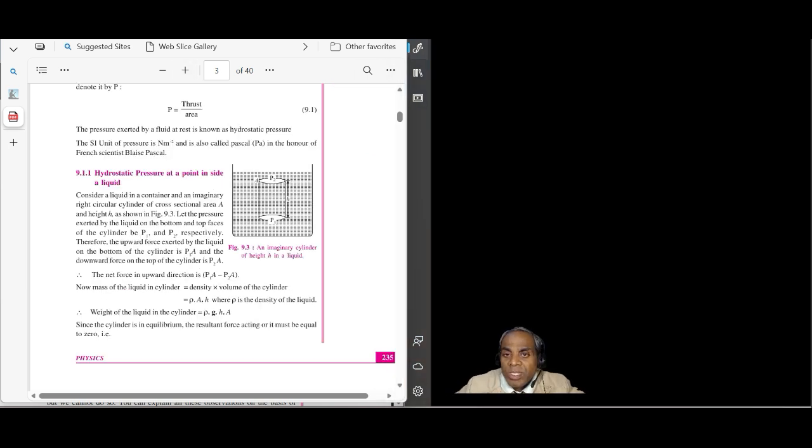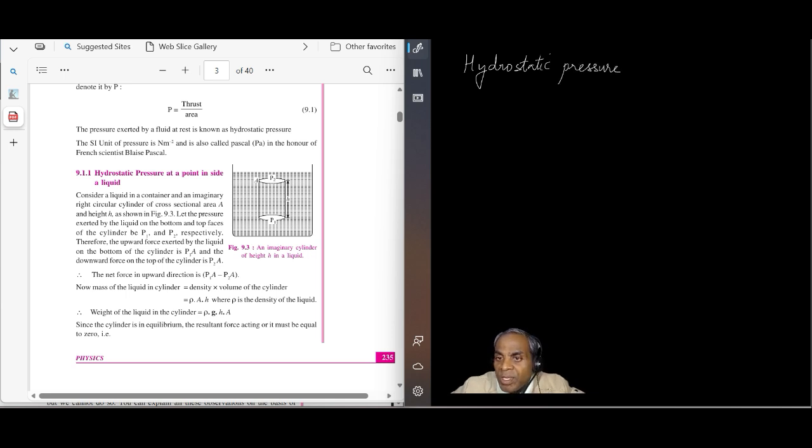So now let's understand how the hydrostatic pressure at any point inside a liquid, how the formula for this hydrostatic pressure can be easily obtained. Okay, so this is not to be memorized, it is just for your understanding purpose.